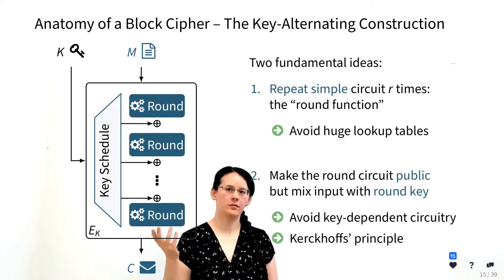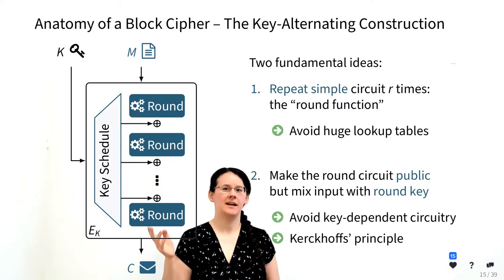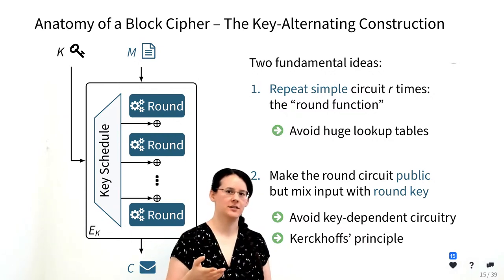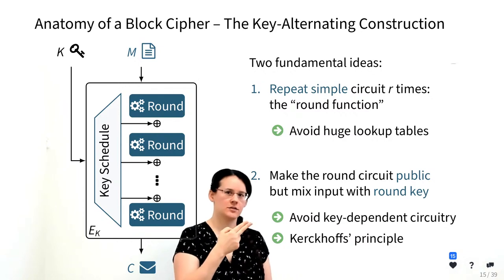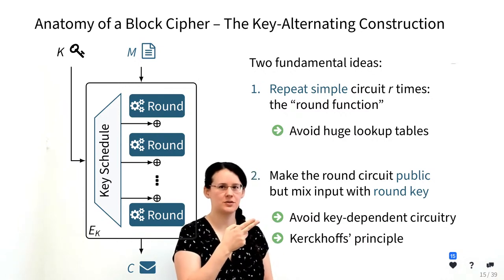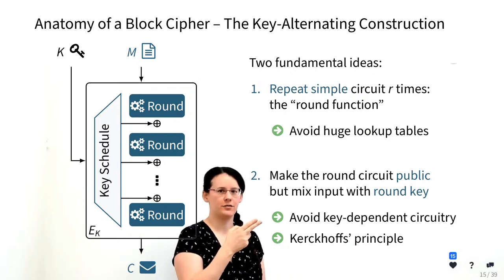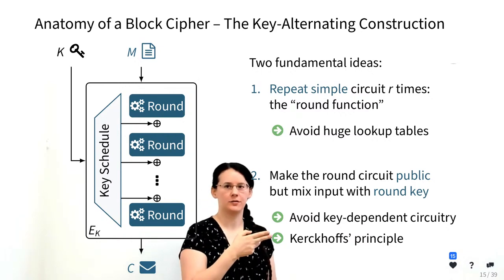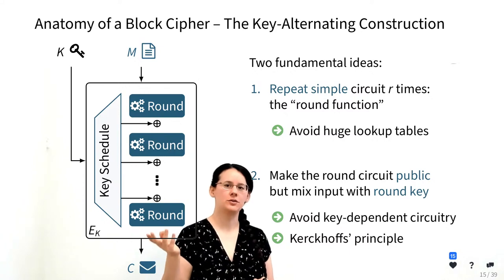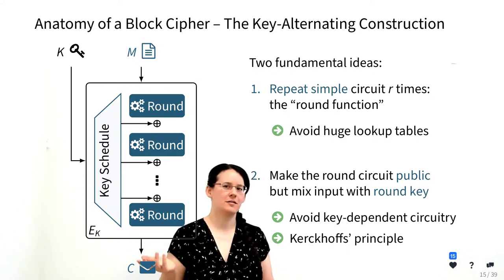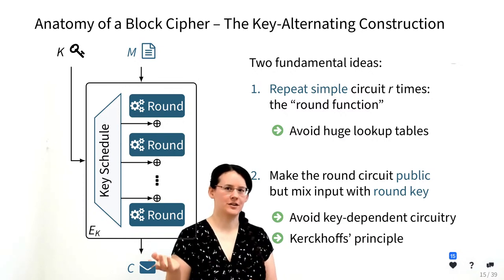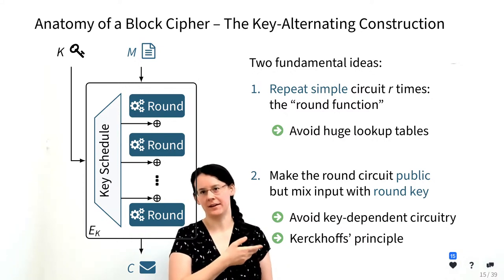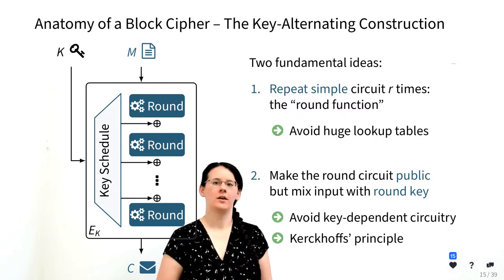One of the purposes of this key alternating construction is to avoid having key dependent circuitry, so to have operations which depend on the key. A few ciphers do use this, for example, having key dependent lookup tables, but it's very unusual and very often goes wrong. So it's often not secure. This is also linked a bit to Kerckhoffs's principle, because if the key would be too tightly involved with the operation, then you would have to say this is essentially an unknown operation. And it contradicts a bit with Kerckhoffs's principle, which said that the algorithm should be public and only the key, which is easily replaceable, should be secret.